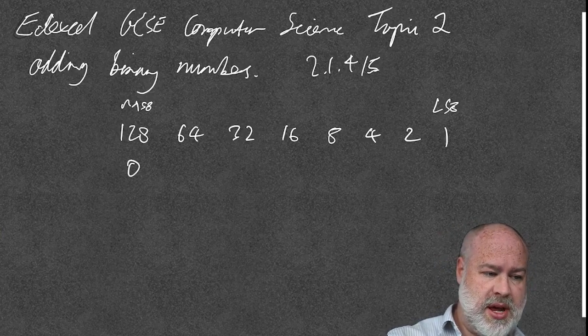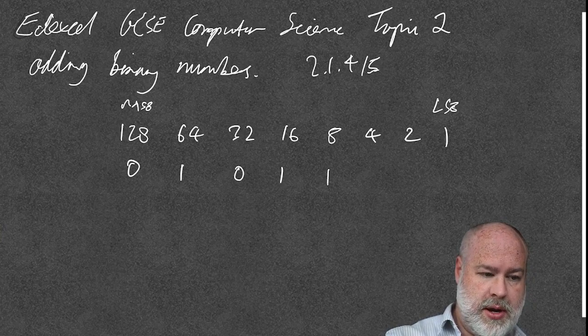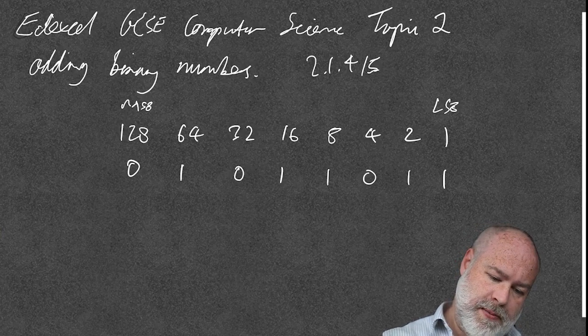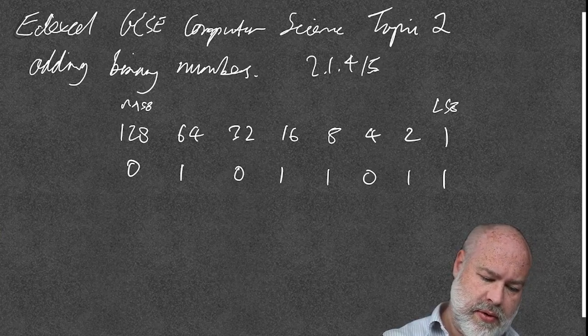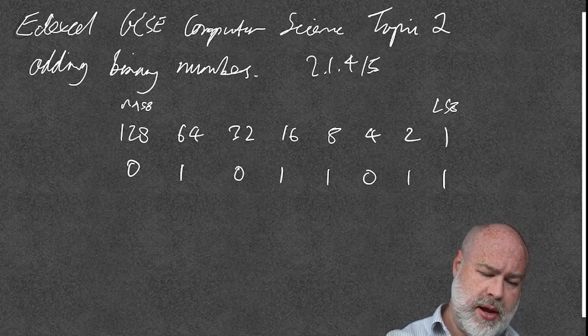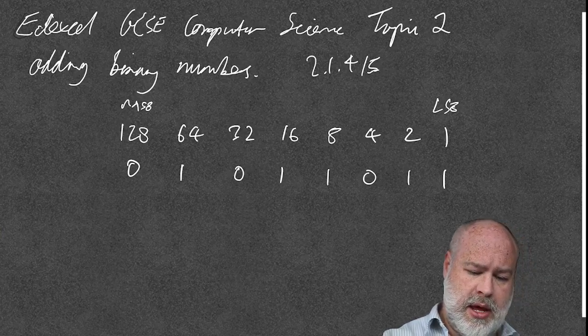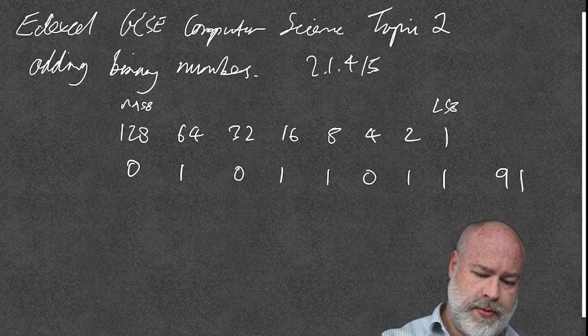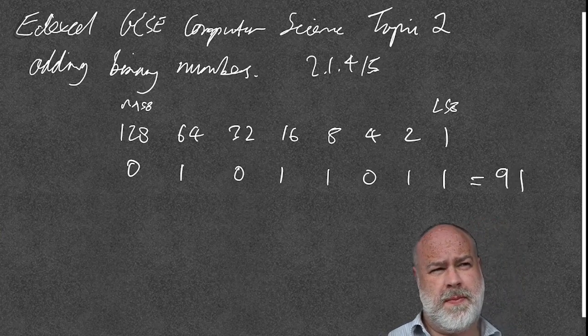Okay, so I'm just going to make up a number. Let's have nothing there. Let's have a 64. Let's have a 0. Let's have a 1, 0, and a 1 and a 1. So what was that? 24, 88, 91. Okay, so that equals 91. Count them all up.